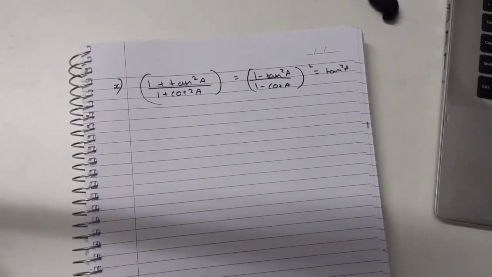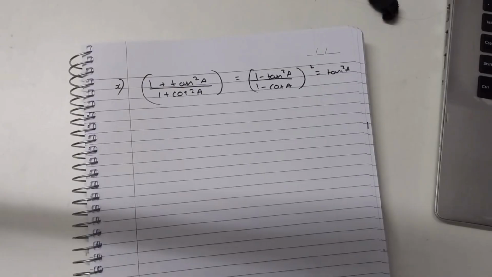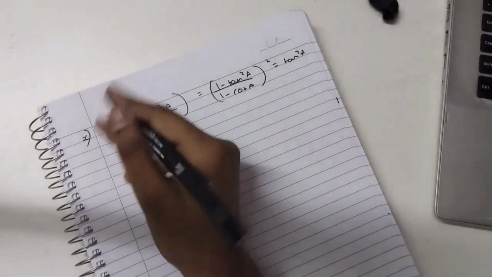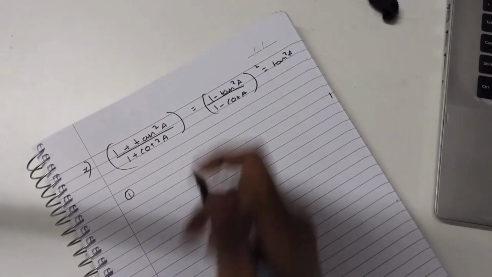In the 10th question, they're asking us to prove 1 plus tan square A by 1 plus cot square A is equal to 1 minus tan A by 1 minus cot A the whole squared, which is also equal to tan square A. So we need to prove that 1 plus tan square A by 1 plus cot square A is equal to tan square A, and we need to prove that 1 minus tan A by 1 minus cot A the whole squared is equal to tan square A. So first, we'll prove 1 plus tan square A by 1 plus cot square A is equal to tan square A.